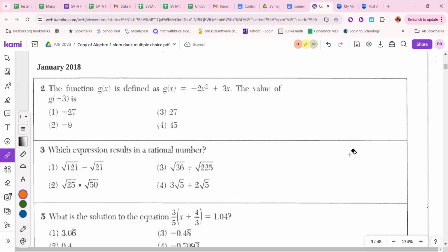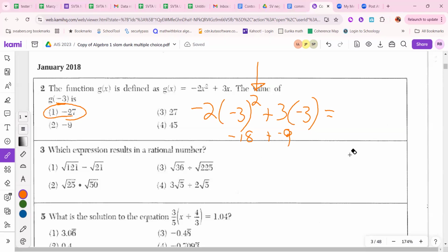So number one, the function g of x is defined as g of x equals negative 2x squared plus 3x. This means wherever you see an x in the equation, you put negative 3. Remember, when you see an x, you put it in parentheses. Everything else goes outside parentheses, especially that square. You type that into the calculator exactly the way it looks. When you hit equals, I get negative 18 plus negative 9. So that's negative 27.